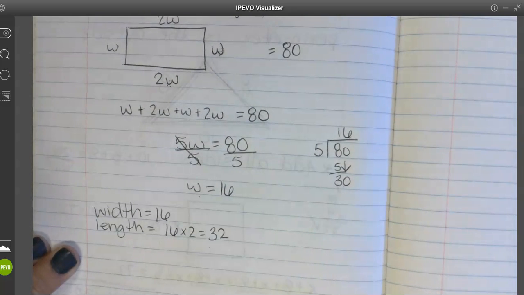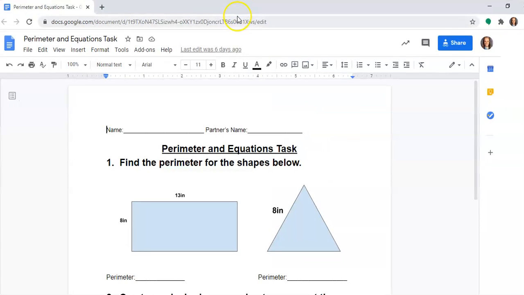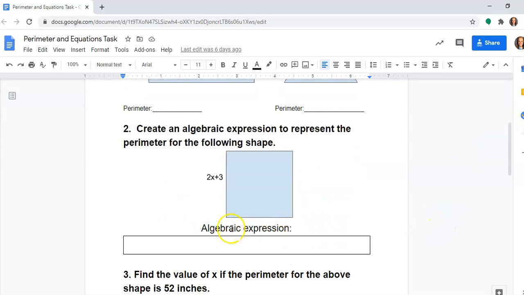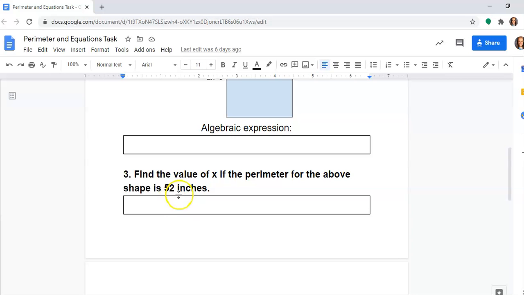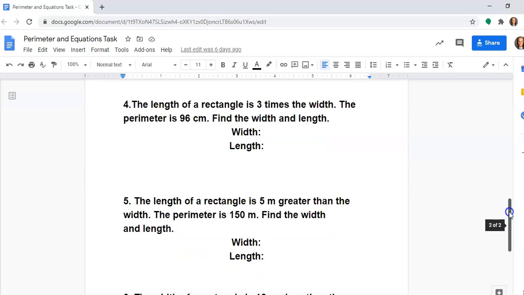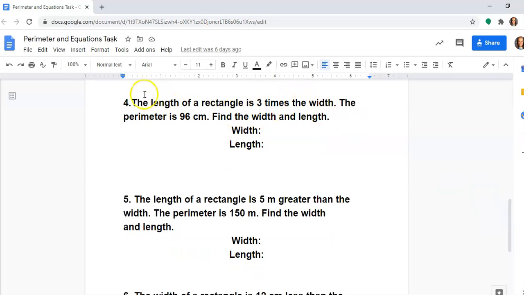Okay, so what you guys are doing today is that very thing. So you're going to be looking at, 1, reminding yourselves on how to find perimeter. Then you're creating an expression to represent this value. Then they've given you the answer, so you have to create an equation to match that and solve. Okay? Then down here it's samples just like the one that I just did in notes, where you're doing 3 times the width for the length, and then you have to find the width and the length. Okay, so it's a lot of those types of problems, just some practice on that.